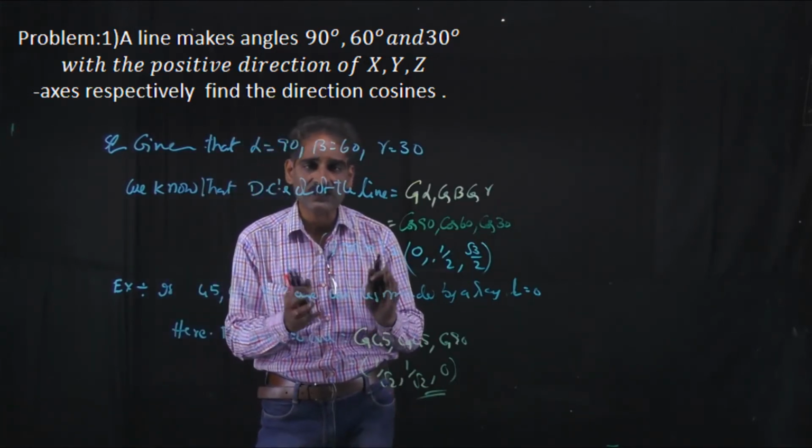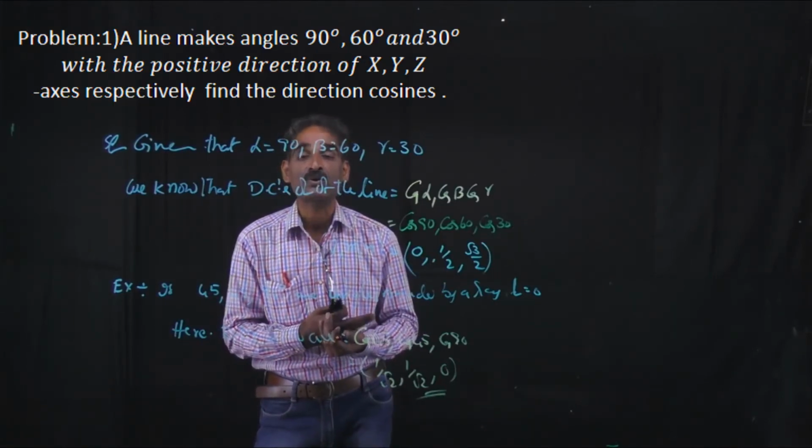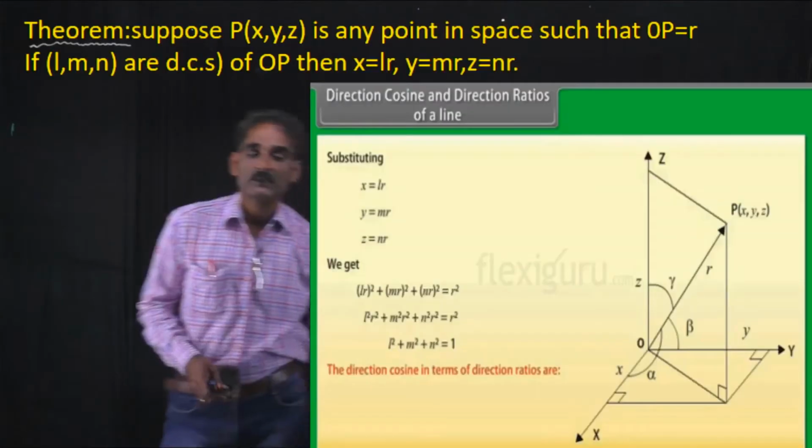For the DCs, what are the required quantities? Angles made by the line with positive x, positive y, positive z axis. See this theorem.